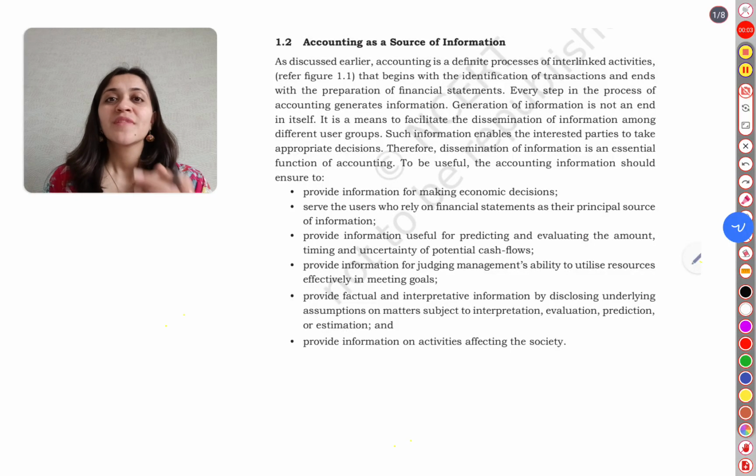Hello everyone. Today's topic is accounting as a source of information.